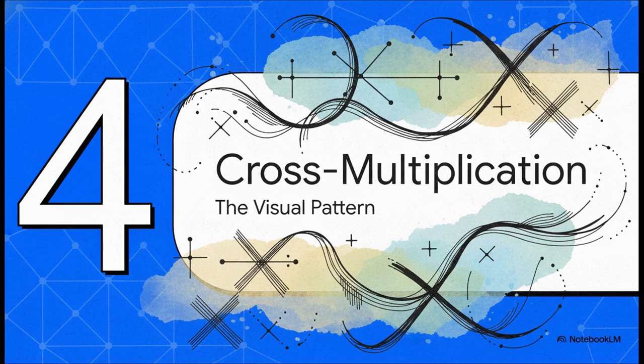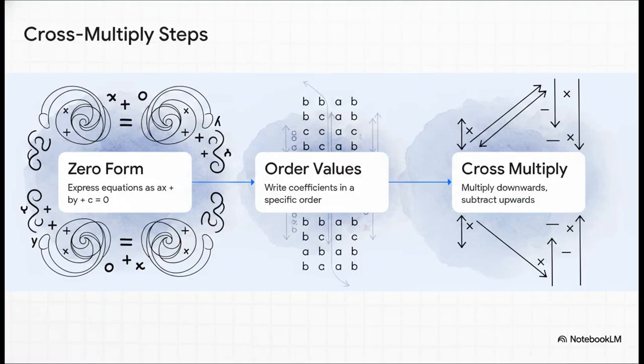All right, Section 4, Method 3, cross multiplication. Look, I know the name sounds a bit intimidating and the formula kind of looks like a chaotic alphabet soup, but trust me, it is actually a simple, really beautiful visual pattern. Because it relies on this visual pattern, it does require a very strict setup. Step 1, you absolutely must express both equations with everything on one side equaling 0. That's the ax plus by plus c equals 0 format you're seeing.